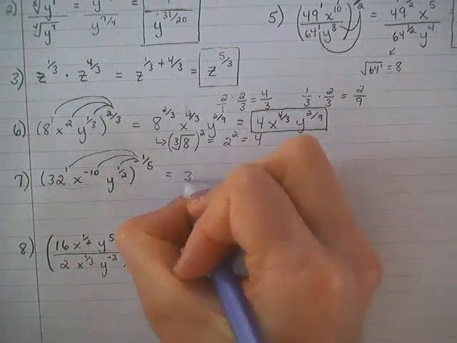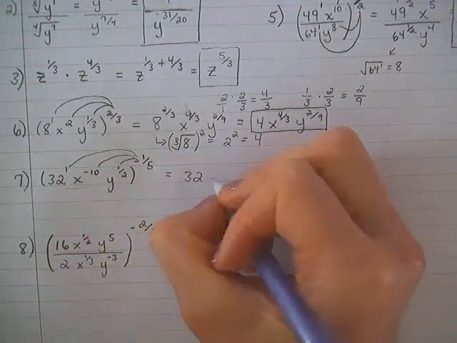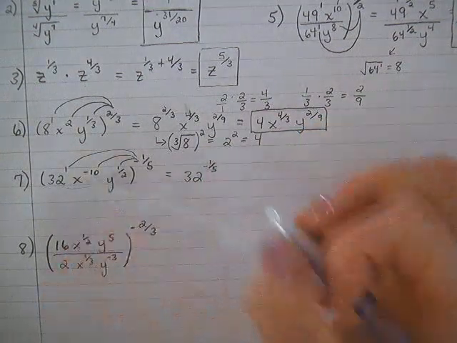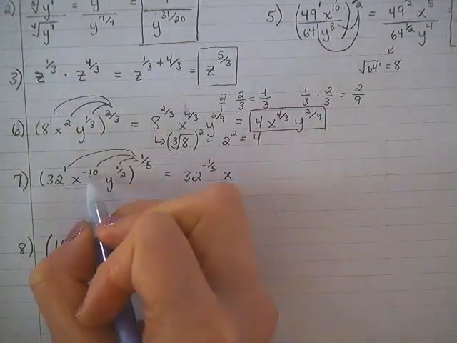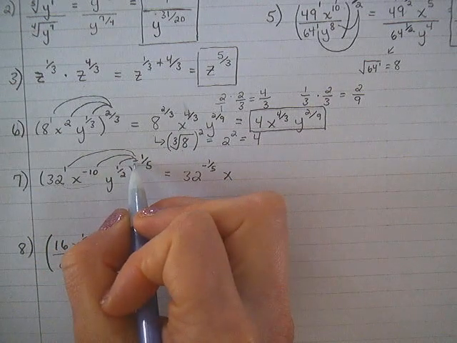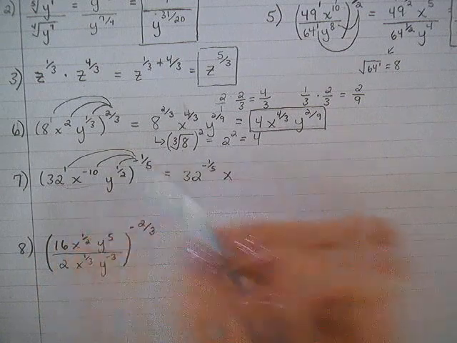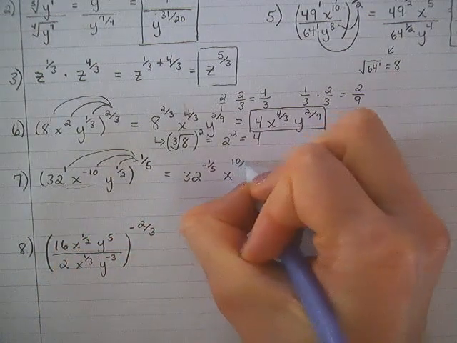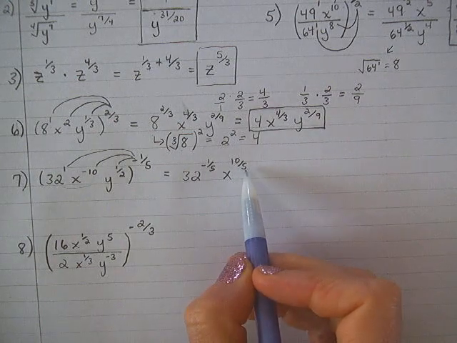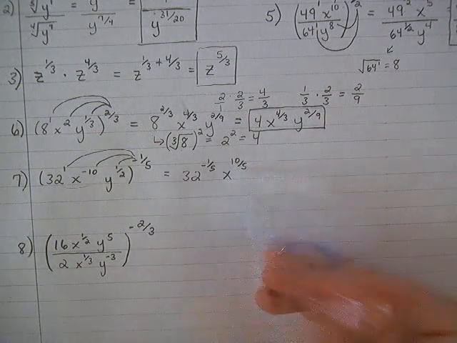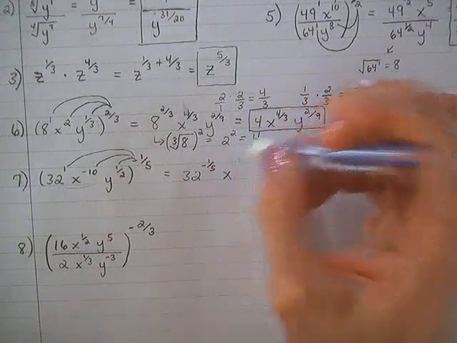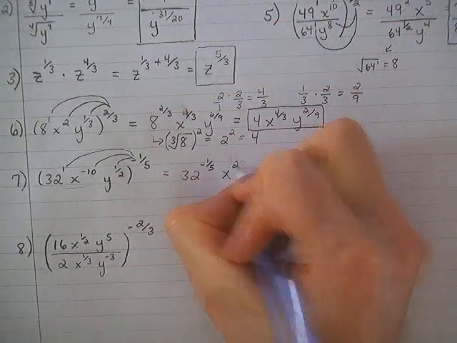So it'd be 32 to the 1 times negative 1/5 would be negative 1/5. X to the, well, negative 10 times negative 1/5. A negative times a negative is a positive. And then 10 times 1/5 would technically be 10/5. But 10 over 5 actually ends up being 2. Okay. So if you realize that right off the bat, you could erase that and write down 2.